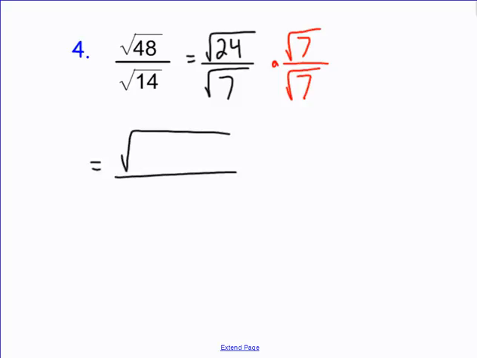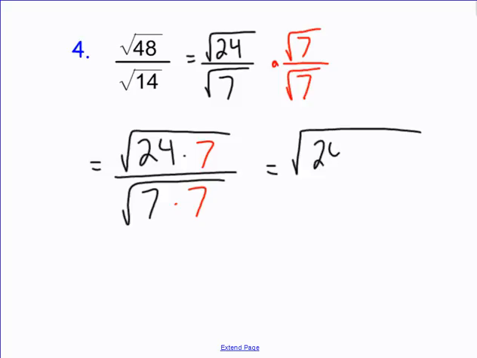on the numerator I have the 24 and the 7 when I multiply across. But on the denominator I have the 7 and the 7 I purposely put there because what happens is I get a pair. And that's the whole point, is I eliminate the radical in the denominator. So now I'm going to simplify.